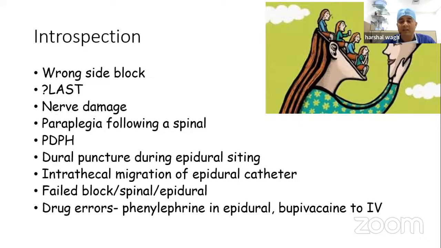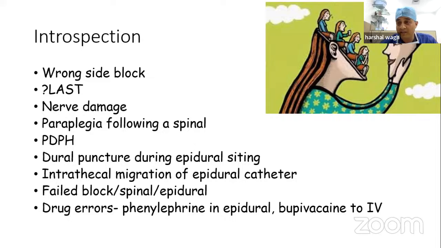Last is something that I think many of us must have experienced, when a patient starts complaining of perioral numbness. We've had patients who have had long-lasting effects of nerve blocks, maybe some lingering nerve damage causing some sort of paresthesia. I remember during my anesthesia days, there was an incidence of paraplegia following a spinal. Unfortunately, we didn't know the cause at that point of time. PDPH, I've had my own incidence of PDPH. Dural puncture while siting an epidural is something that even I have gone through.